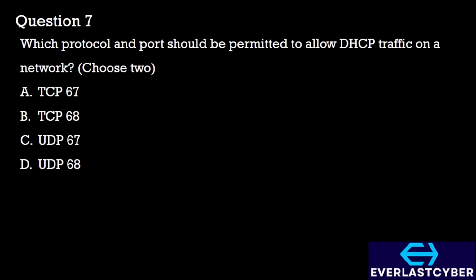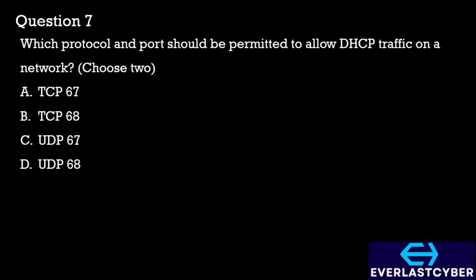Question 7. Which protocol and ports should be permitted to allow DHCP traffic on a network? We'll be choosing two options here. A. TCP 67. B. TCP 68. C. UDP 67. D. UDP 68.